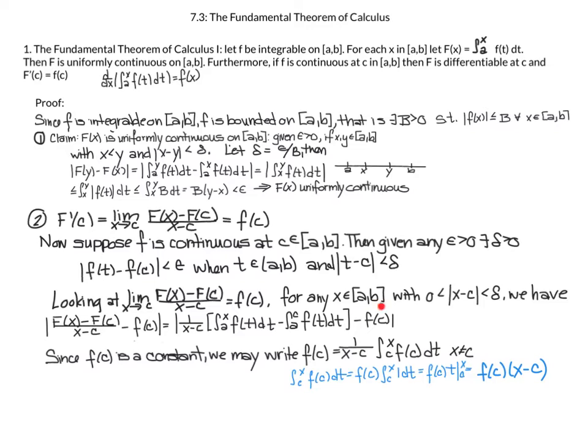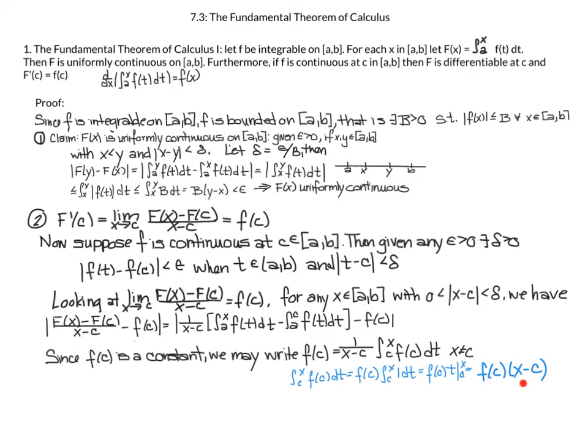I want to somehow combine my f of c with these other terms here. So I note that f of c is a constant, so we can rewrite f of c as 1 over x minus c times the integral from c to x of f of c dt. And why can we do that? Well, if we look at this portion here, the integral from c to x of f of c dt, f of c is a constant, so we can pull it out of the integral, and we're left with the integral from c to x of 1 dt, which is equal to t evaluated at x and c times the constant. So we have f of c times x minus c.